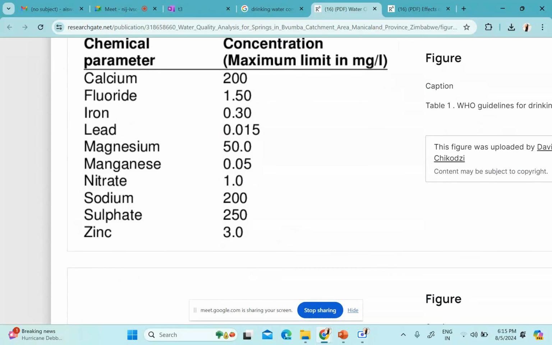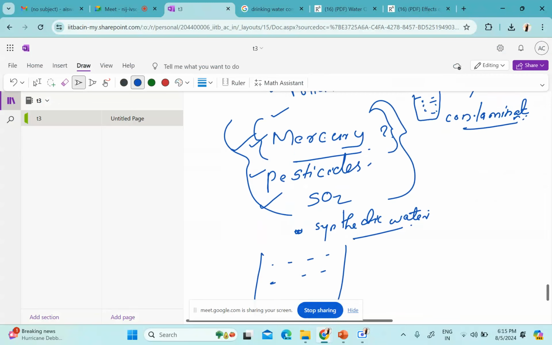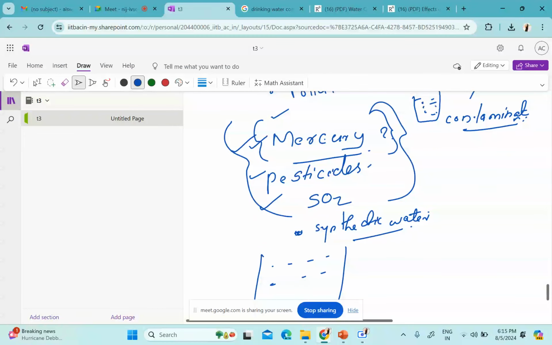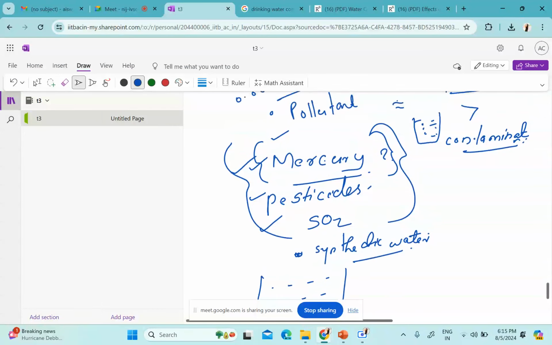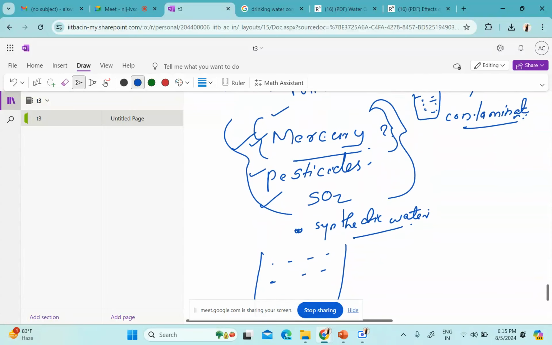But even with arsenic, if you add very little, within the allowable limit for human consumption, it is fine. But if it exceeds the limit, then it becomes a contaminant. Otherwise, if you directly add even a small quantity of mercury, pesticides or sulfur dioxide to prepare a synthetic solution, that is a pollutant. Okay, got it. Hope you guys got cleared on this.